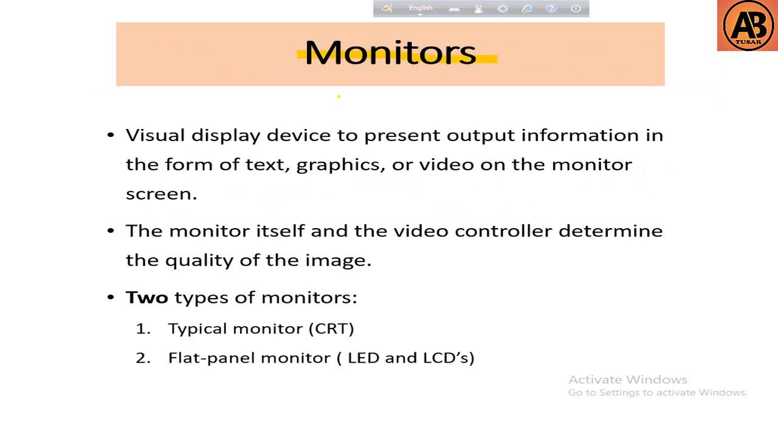Here you can see the monitors. These monitors are a visual display device to present output information in the form of text, graphics, and video on the monitor screen. The monitor itself and the video controller determine the quality of the image. There are mainly two types of monitors: CRT monitors and LED monitors. CRT means cathode ray tube, which is the typical monitor, and the second one is the flat panel monitor, which is the LED LCD flat panel monitor. So mainly two types: CRT typical monitor and flat panel monitor.